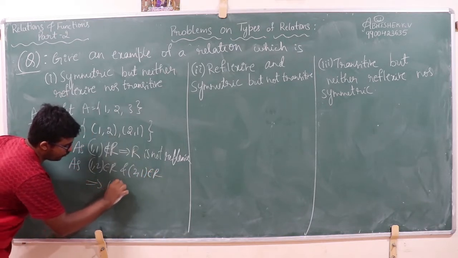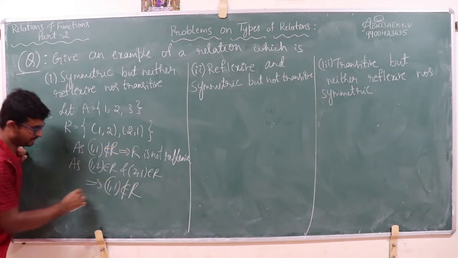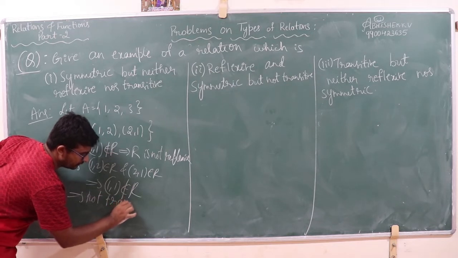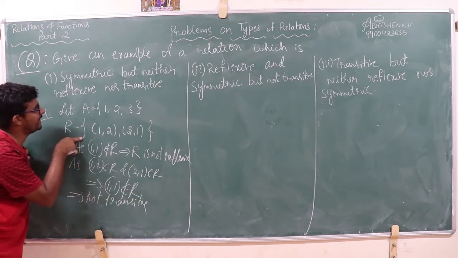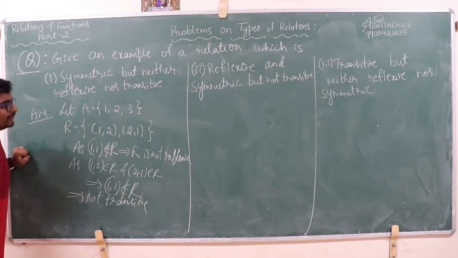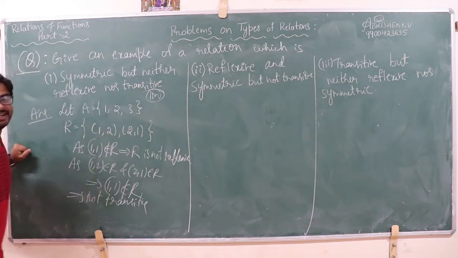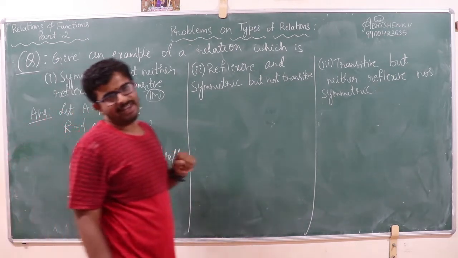Next, as (1, 2) belongs to relation R and (2, 1) belongs to relation R, this implies (1, 1) does not belong to relation R. Therefore, this implies not transitive. Therefore, this proves the given relation R is symmetric but neither reflexive nor transitive. This is part 1 mark, that is, it appears in part A in your first subtopic, types of relation.